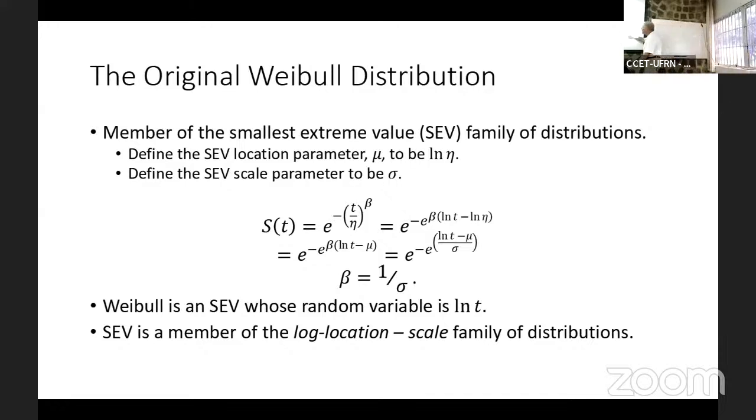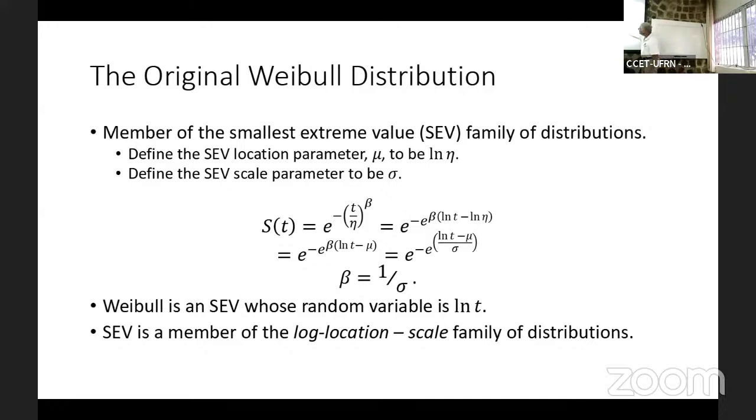So just playing with the math, I can re-express the survivor function in this form right here. And notice I have an ln(t) minus an ln eta. Eta was that characteristic strength, or characteristic life. Well, we're going to call that mu. So for the SEV, the location parameter is called mu. So mu is going to be the log of that eta. Oh my, this is ln(t) minus mu. I'm going to call the scale parameter, the SEV scale parameter, sigma, but it's going to be related to beta. It's just the inverse of beta.